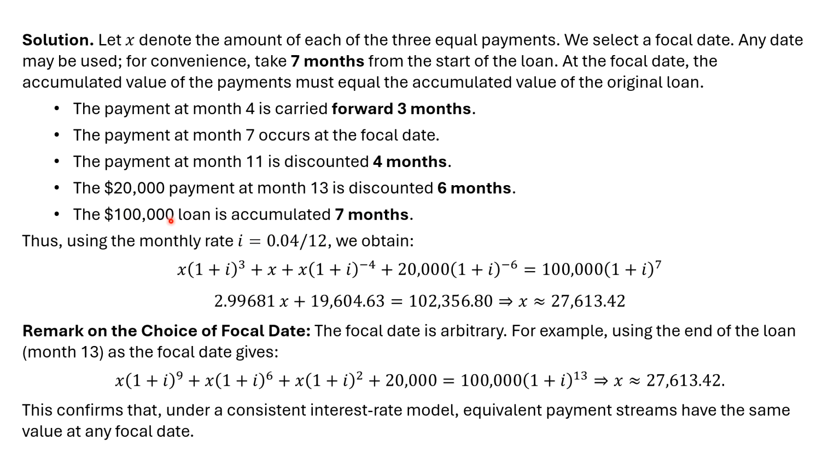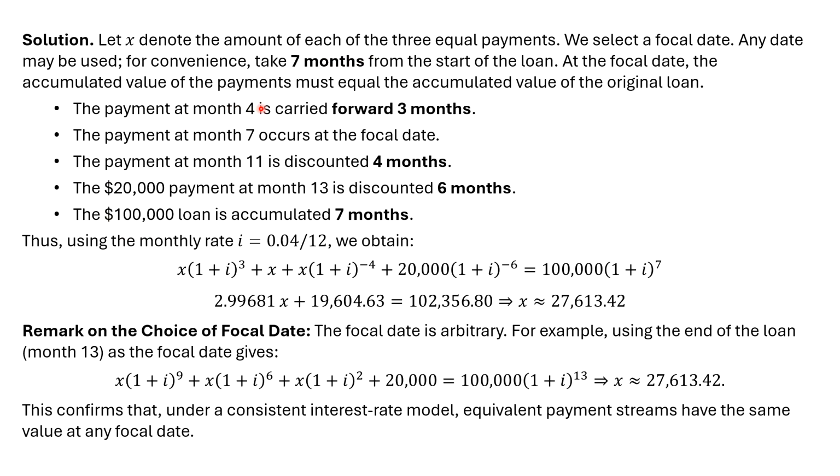amount of the loan. So the accumulated amount of the loan is 100,000 times the compounded interest formula here, 1 plus I to the 7th. So this is the principal, and this is compounded. I is 0.04 divided by 12 since we're compounding monthly. And 7 here is because it's 7 months after the loan is made.